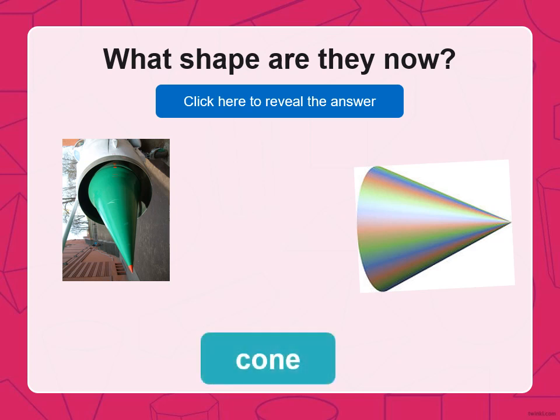Let's have a look. You're right, it is a cone. Just because we change the angle of the shape doesn't mean that it is a different shape. It just is looking a different way.